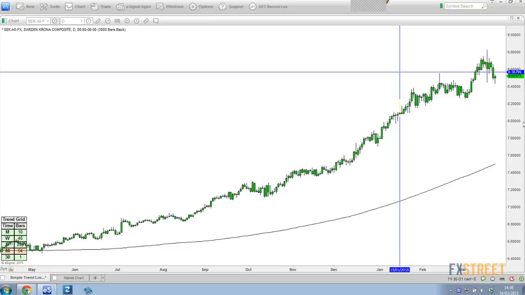No, the Swissy did not affect me. In fact, it added more profit because the euro dollar weakened significantly on that day. I was not trading the Swiss franc.